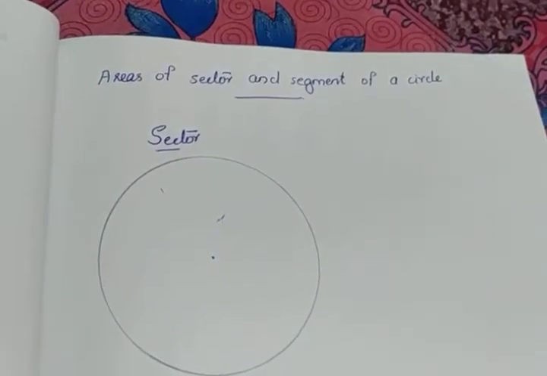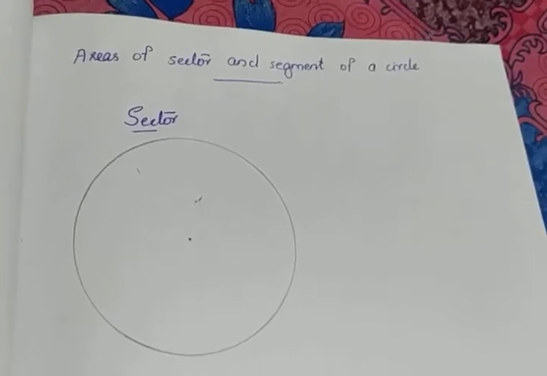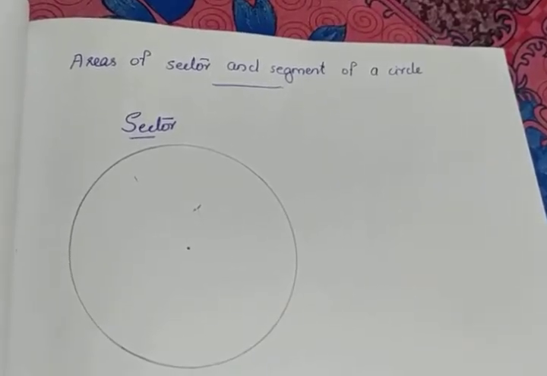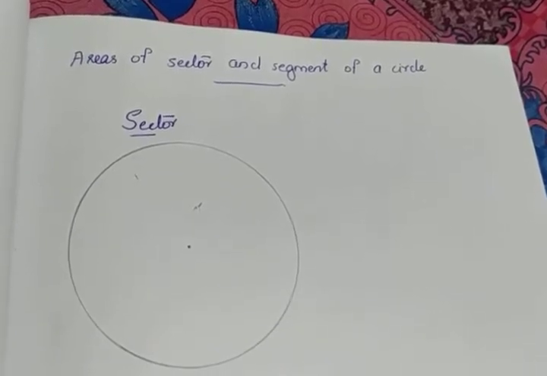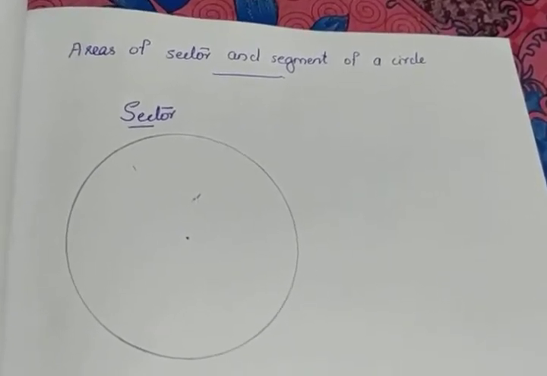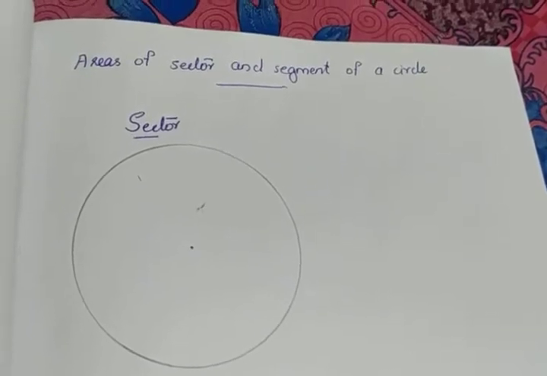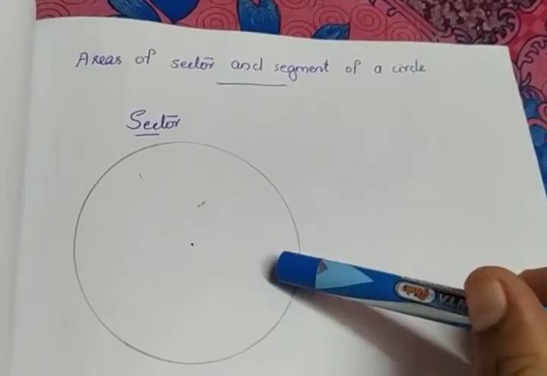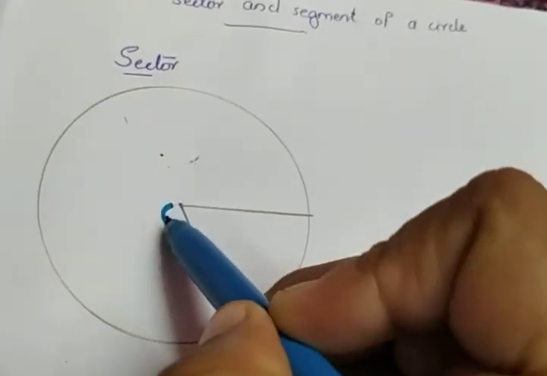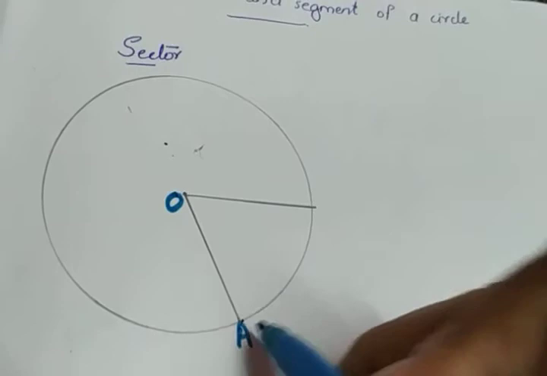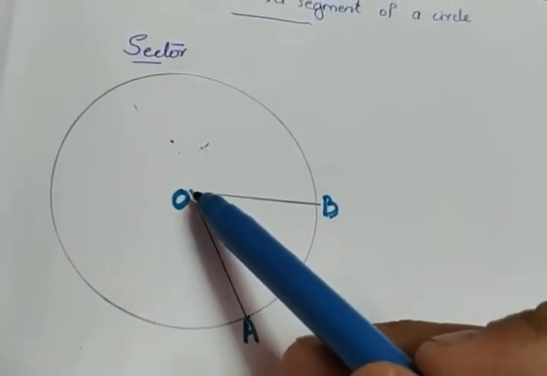And what do you mean by a sector? Sector means that portion of the circular region enclosed by two radii and the corresponding arc. The portion of the circle which is enclosed by two radii and the corresponding arc. If I am taking two radii, I am marking the center as O. One of the radii, let it be OA, and the second radius, let it be OB.